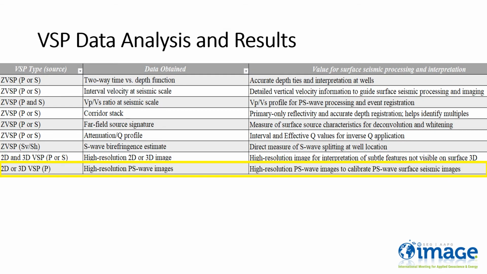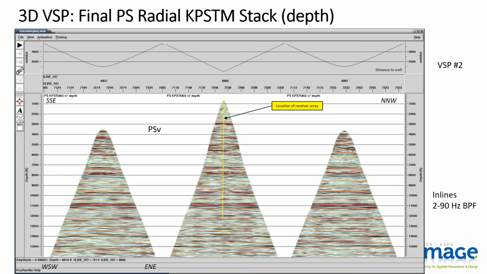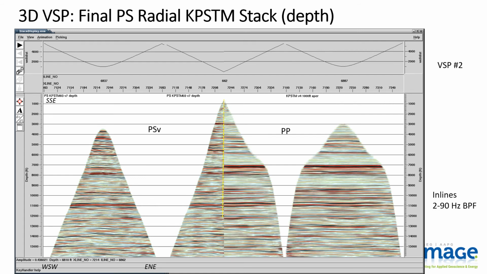And finally, let's take a look at the PS wave image from VSP number 2. Here we see the PSV or radial image at VSP number 2. You may notice that the illumination is reduced laterally, which is expected due to the asymmetric ray paths of the mode converted shear waves, which moves the reflection points closer to the receivers in the wellbore. And for reference, here's the equivalent P-wave image from earlier registered in depth.